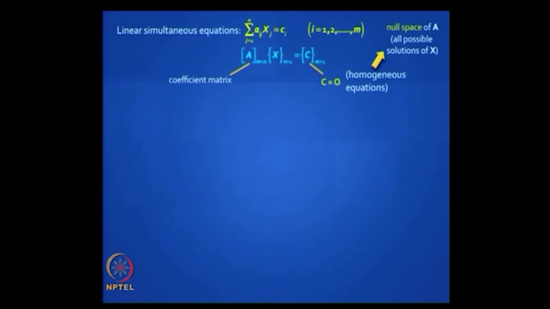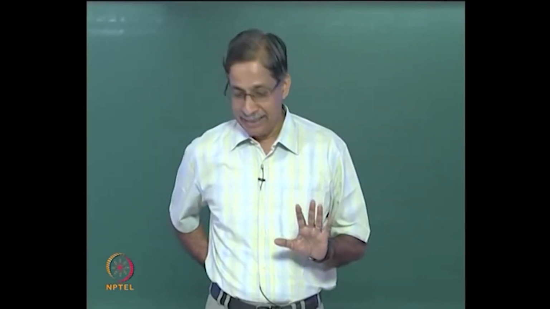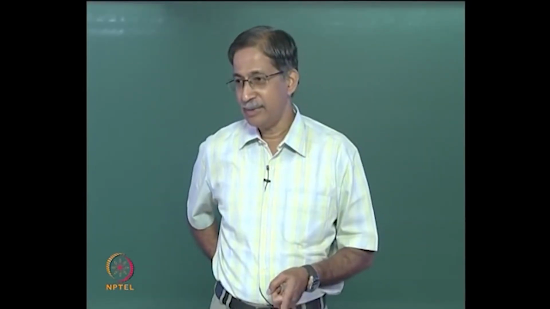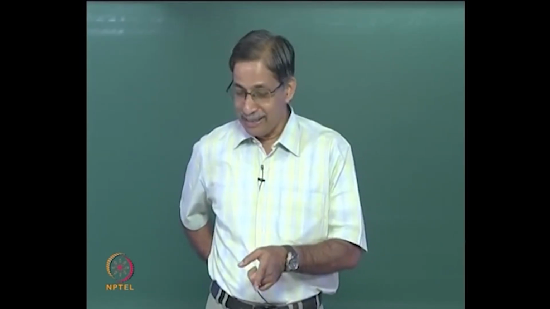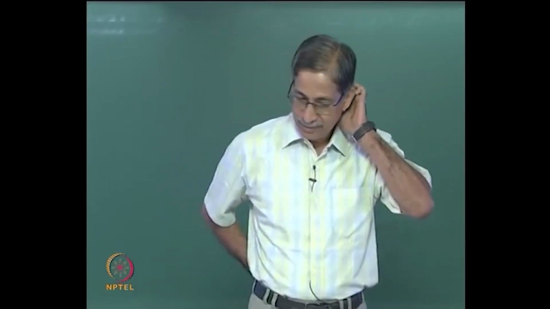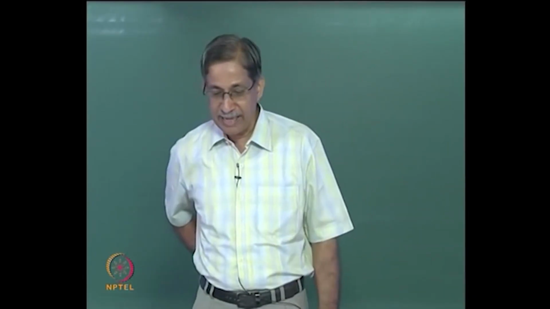If C is 0, well, you should not say 0, you should say O, because 0 is a scalar, O is a vector or a matrix. Then those set of equations are called homogeneous equations, you are familiar with them. When do you need to look at the solution for homogeneous equations? In solving linear simultaneous equations, even if you have a non-zero C, a constant vector, you may still need to inspect this solution. That is called the null space of A, all possible solutions.